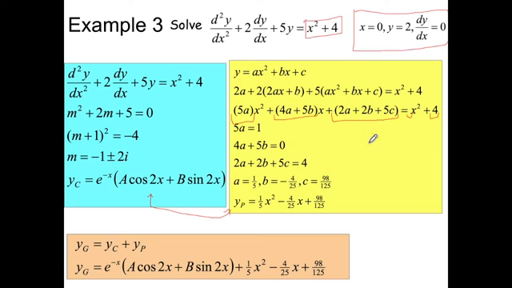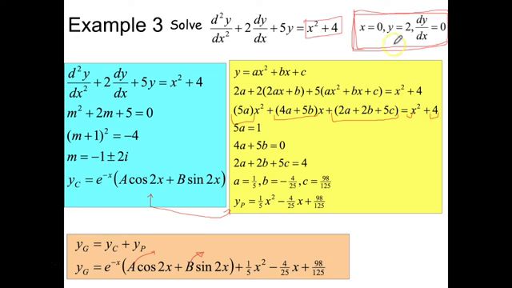But is this all done? No, it's not yet done. We still need to look for A and B. Why do we need to look for A and B? Because we are given the boundary conditions here. So we must look for those specific values of A and B. So we will come here.